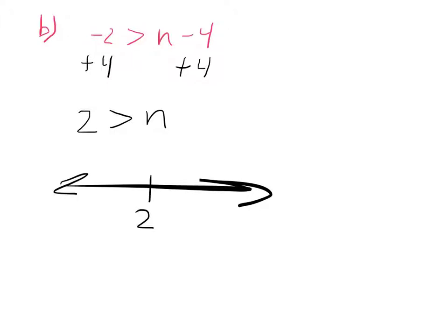2. It's going to be an open circle because there's no line under this inequality, and it's going to graph to the left because n is smaller than 2, or 2 is larger than n. So I'm going to have n be graphed below 2, and that's right here, the arrow's going left. That means any answer smaller than 2 will be a solution to this inequality.